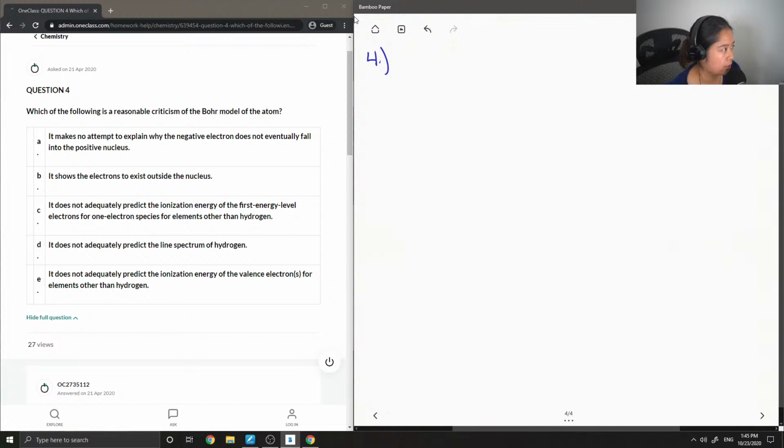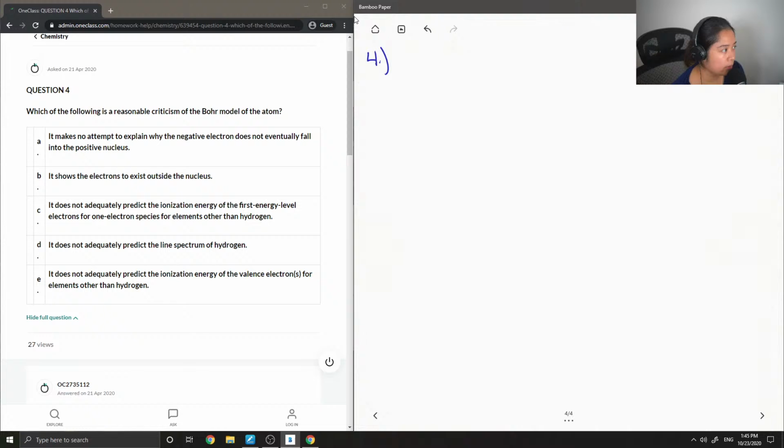Okay, so on to question number 4. Which of the following is a reasonable criticism of the Bohr model of the atom? A. It makes no attempt to explain why the negative electron does not eventually fall into the nucleus. So that isn't the option, since it does do that.